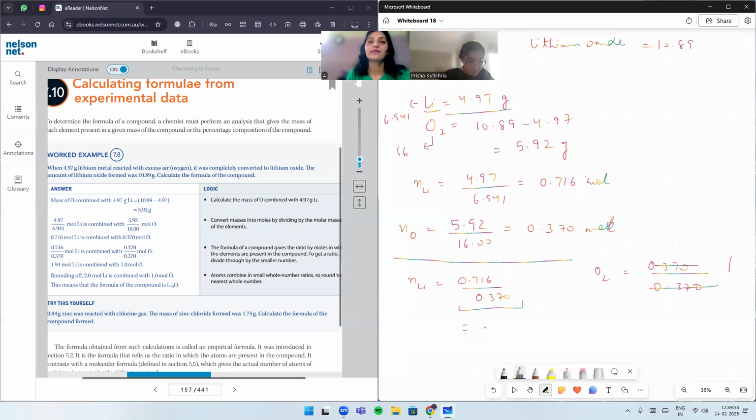I can see the example, but I want you to do the calculations. 1.935, so here we are going to round it off to 1.94. Again, we are going to round it off and I'll be getting 2 as the answer. So there are 2 moles of lithium combining with 1 mole of oxygen, so leading to the formula Li2O.